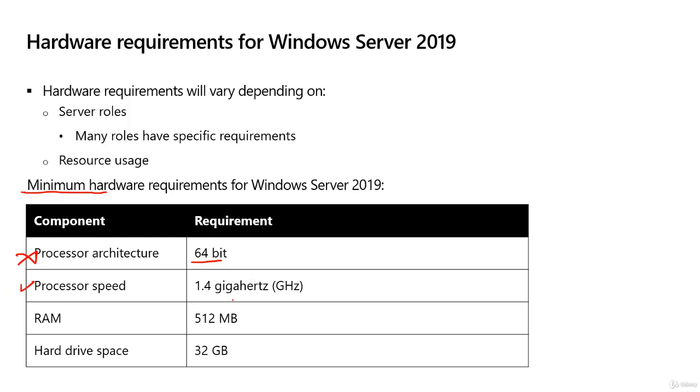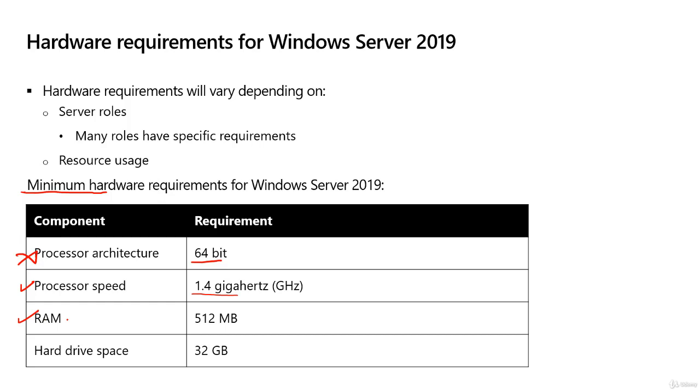The speed of the processor at a minimum is 1.4 gigahertz. Now, most processors are going to far exceed that, so that is normally not a concern. The only time that would be a concern is if you have an old server and you're going to repurpose it and you want to put Server 2019 on it, but it would have to be an extremely old server.